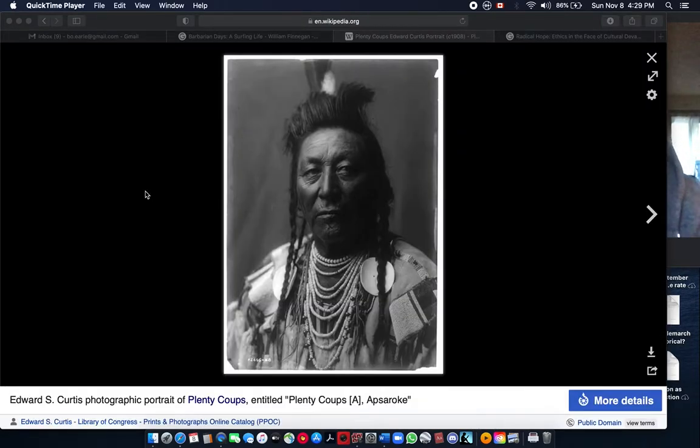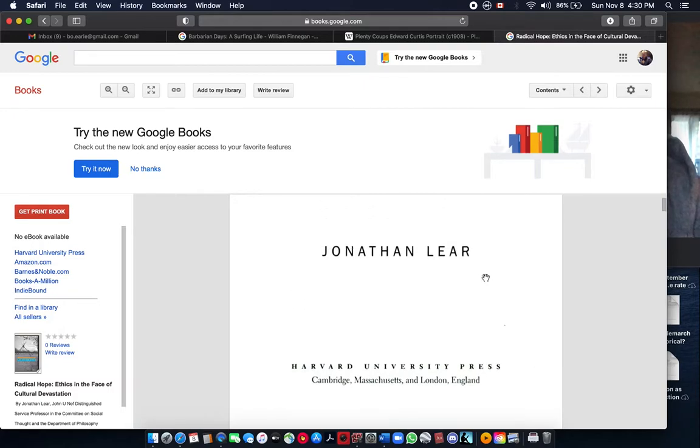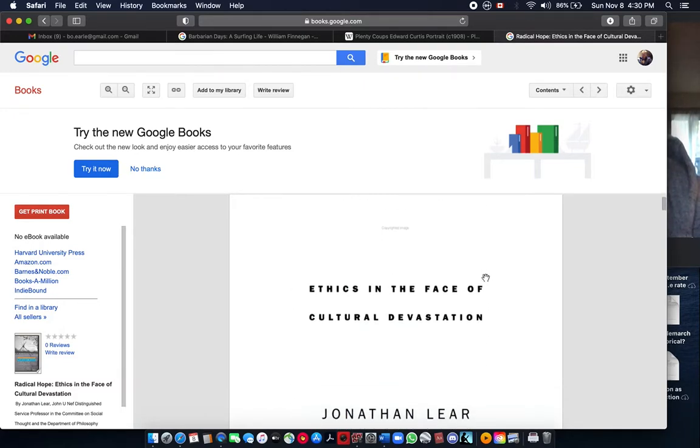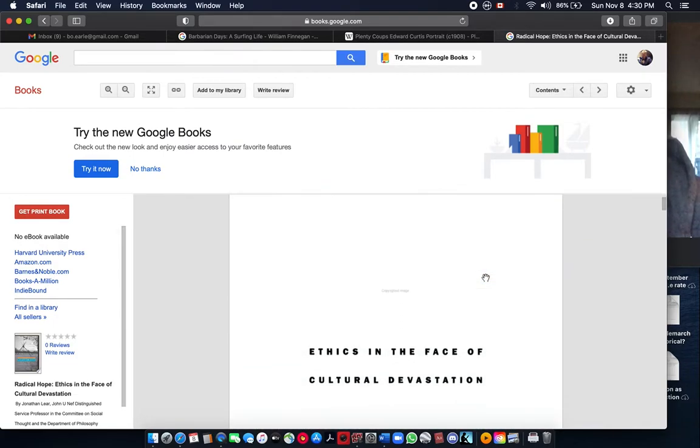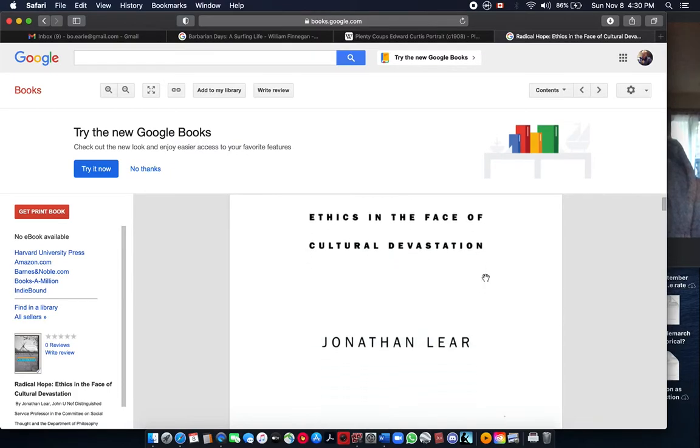This is Chief Plenty Coups, who was the leader of the Crow tribe when they were forced onto reservations by the United States government. He was a great diplomat and visionary. There's a very interesting book of philosophy about him called Radical Hope: Ethics in the Face of Cultural Devastation.